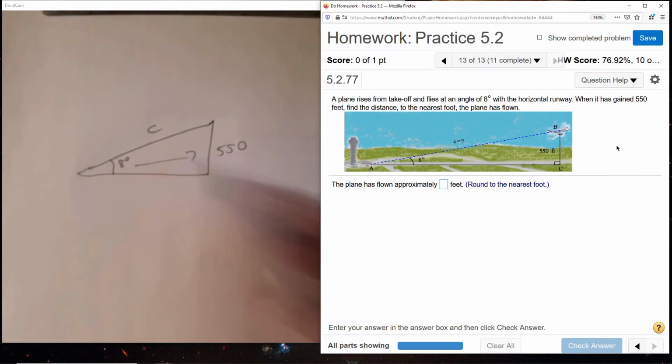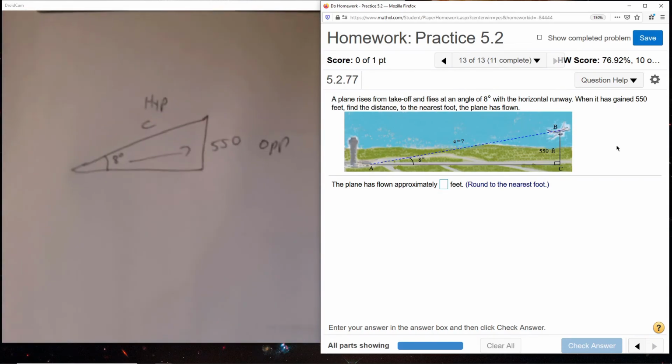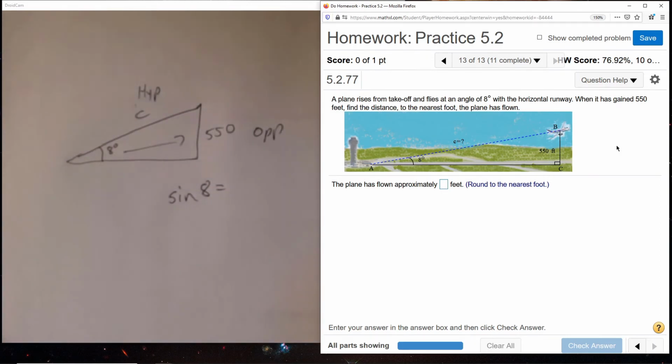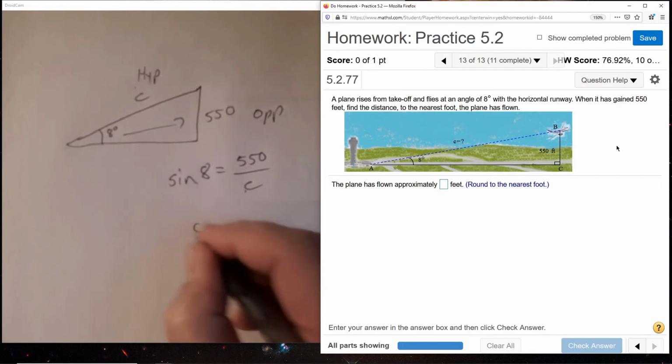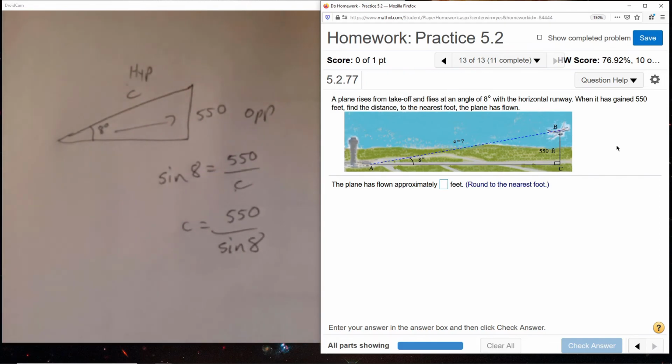So again, the angle always looks at the opposite. C, the longest leg, is always our hypotenuse. And then we'll choose a trig function that satisfies those two things, and that would be sine. So we get opposite over hypotenuse. And we're going to solve for C, so we can do the cross multiplying, which I will do this time now that I said something about it. We'll punch that into the calculator. And let's check what they want. They want to round to the nearest foot, so the nearest whole number. We do have a 9 here, which will bring the 1 up to a 2. So round to the nearest foot. Foot is a whole number.